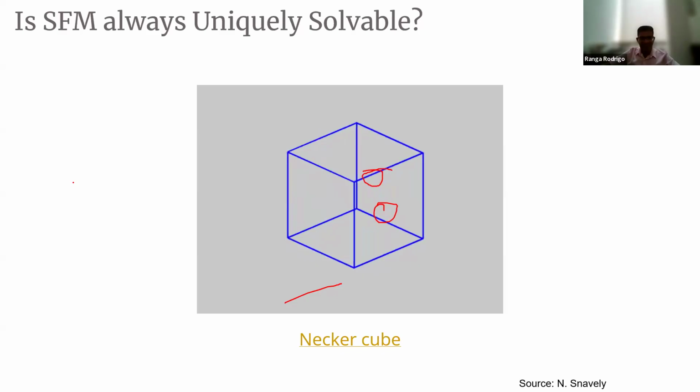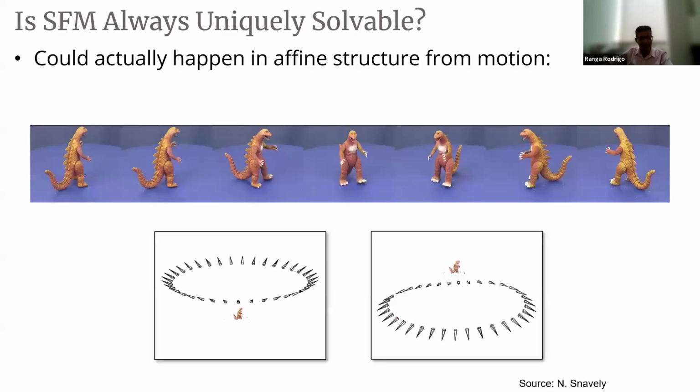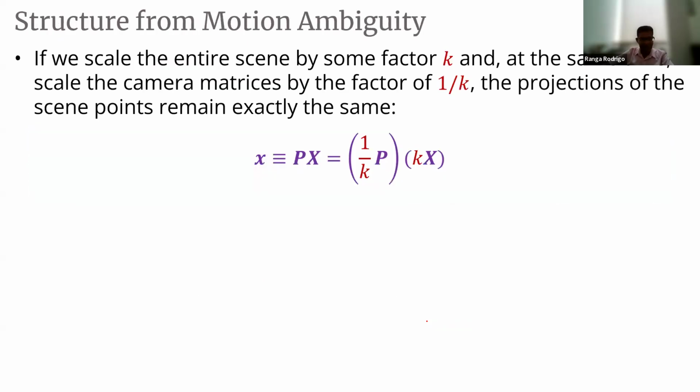So the SFM problem is not uniquely solvable. This could actually happen in structure from motion also. Sometimes you can think that the cameras are here, and here you can think that the cameras are below. These kinds of things happen. Mathematically, I can show you why that can happen.